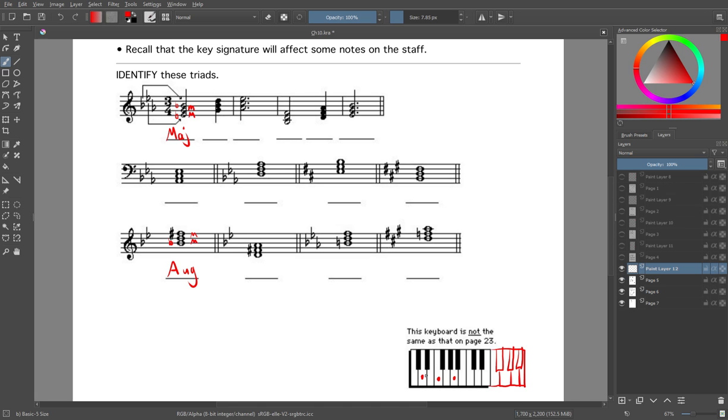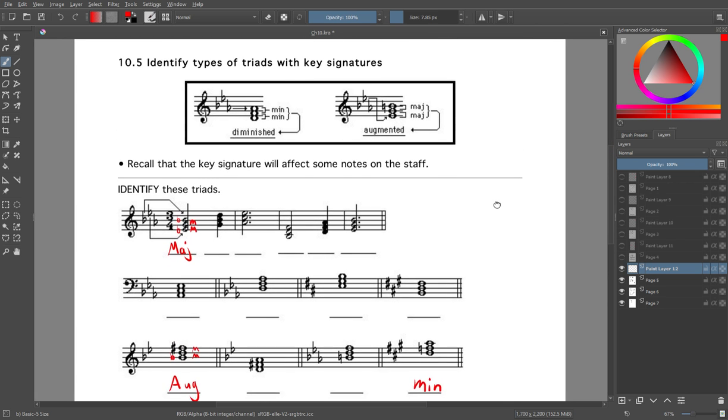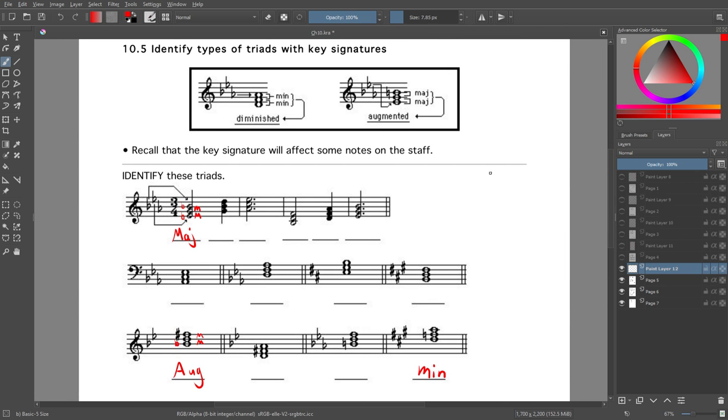So let's figure out our intervals, our thirds. 1, 2, 3, minor third. 1, 2, 3, 4, major third. Minor third on bottom, major third on top. That makes it a minor triad. And that is 10.5. Triads with key signatures, the same way we've been doing. All that we're changing is that we're using the key signature to figure out what our accidentals are.